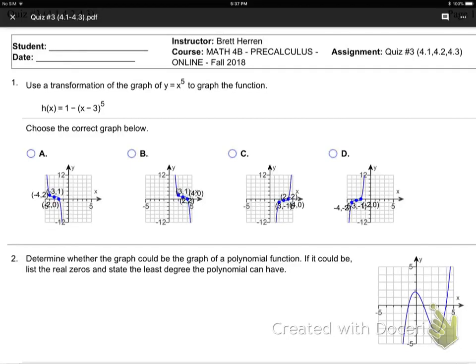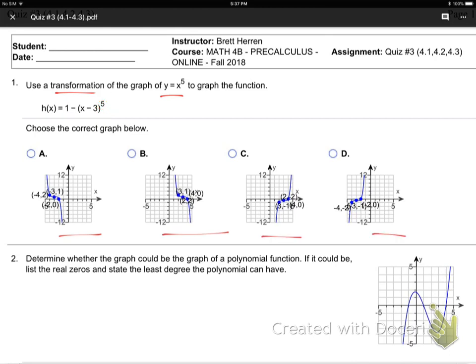Okay, so here is quiz number 3. First question, use transformations of the graph to graph that. So what is that going to look like? So x to the 5th, anything with an odd power is a snake graph. We can see these are all snake graphs. How do we know which one is right?